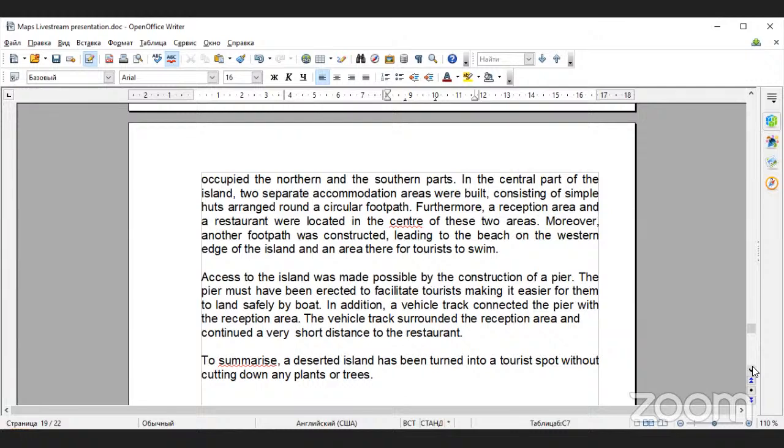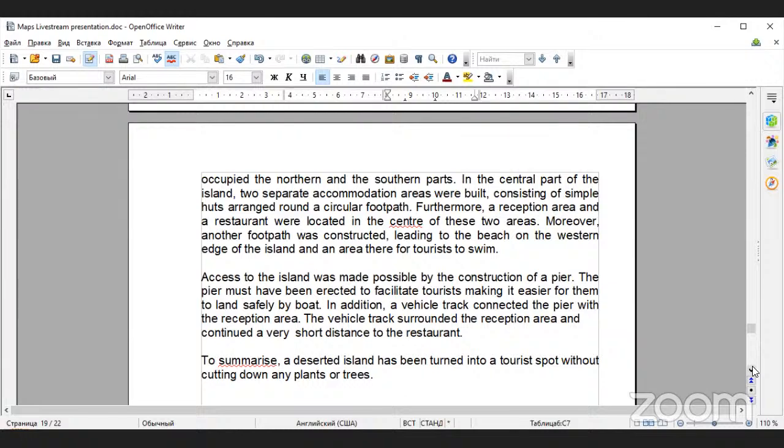Moreover, another footpath was constructed, leading to the beach on the western edge of the island and an area there for tourists to swim. Access to the island was made possible by the construction of a pier. The pier must have been erected to facilitate tourists, making it easier for them to land safely by boat.